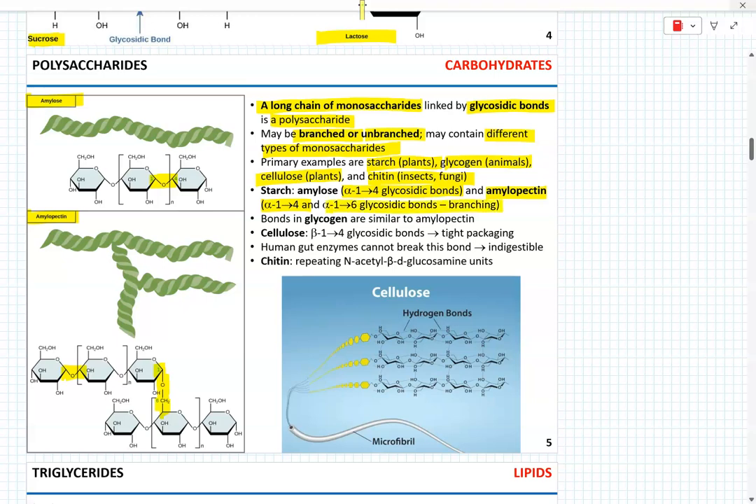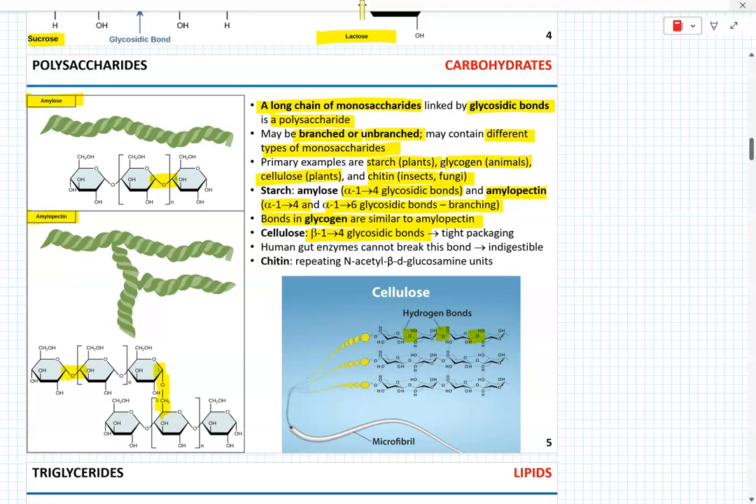That second set of bonds, alpha 1,6 glycosidic bonds, explains the branched structure of amylopectin. Bonds in glycogen are very similar to the bonds in amylopectin, while in cellulose the bonds are not alpha anymore. They are beta 1,4 glycosidic bonds. You can see them here and here and here.